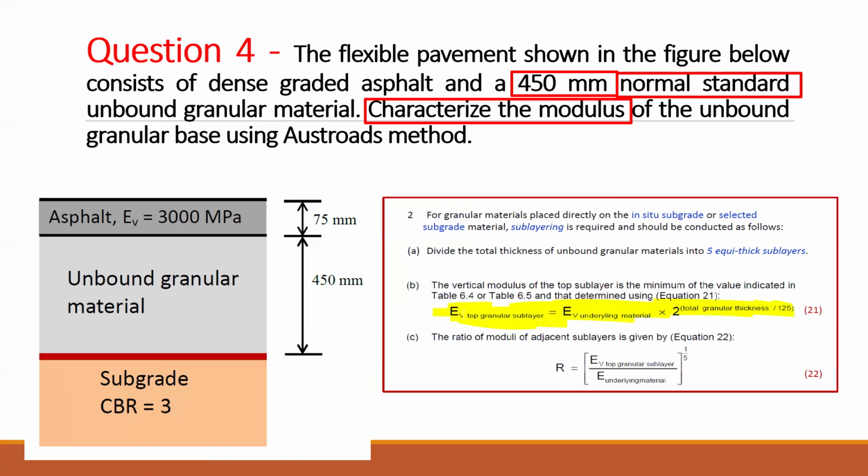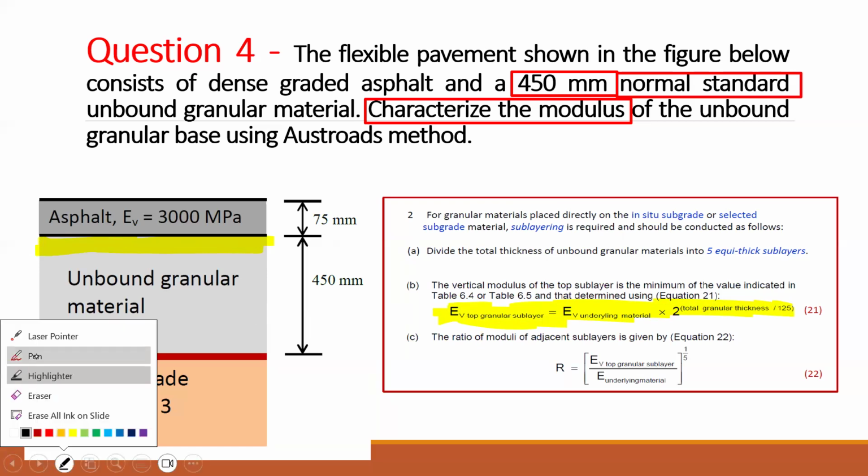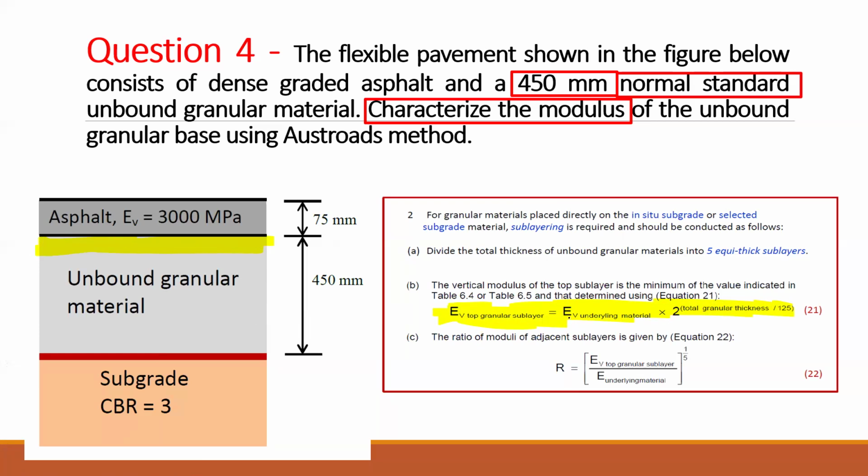Shall we do this together now? This is the top layer. When you divide it into 5 layers, this is my first layer. You can find that using this equation. What do they say? Modulus of the underlying material. What is the underlying material for the unbound granular material? It is the subgrade, isn't it? The modulus is 30. How did we get 30? I told you, if you know the CBR, you just multiply by 10 to get the modulus. So this will be 30.